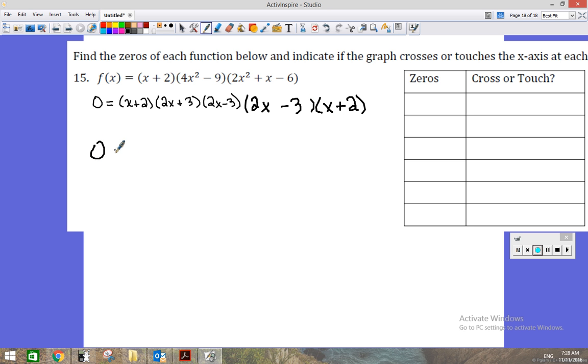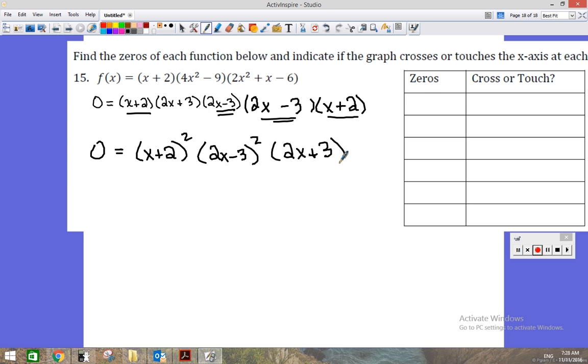So let's notice that we have x plus 2 and x plus 2 over here, and that we can write that as x plus 2 quantity squared, and that we have 2x minus 3 and 2x minus 3, and we can write that as 2x minus 3 squared, and then we have a factor of 2x plus 3. So in factored form, we can see that we've got 3 zeros: -2, then add 3 and divide by 2, 3 halves, and -3 halves.